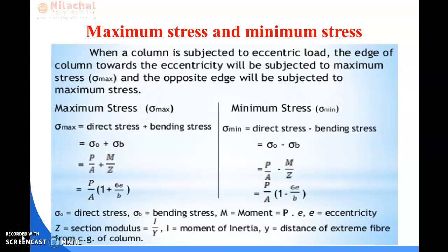Good morning everyone. I am Tanushree from the Civil Engineering branch, and today we will discuss the maximum stress and minimum stress that occur in the column section due to eccentric loading.